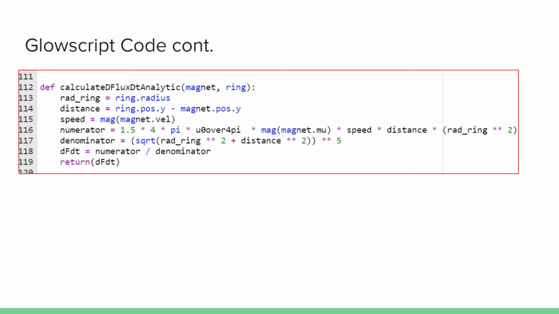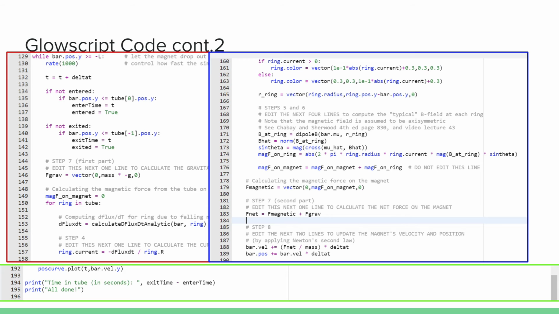This red box is the function to find the change in magnetic flux with respect to time, also called d flux d time, or the rate of change in flux. Here you can see the loop that was given to us through the starter code. This contains the loop, the calculation of the current, and the calculations for the forces acting on the magnet. Finally, it uses Newton's second law to update the position of the magnet in timed intervals for the graph. It goes from top to bottom in the order of the red, to the blue, to the green.